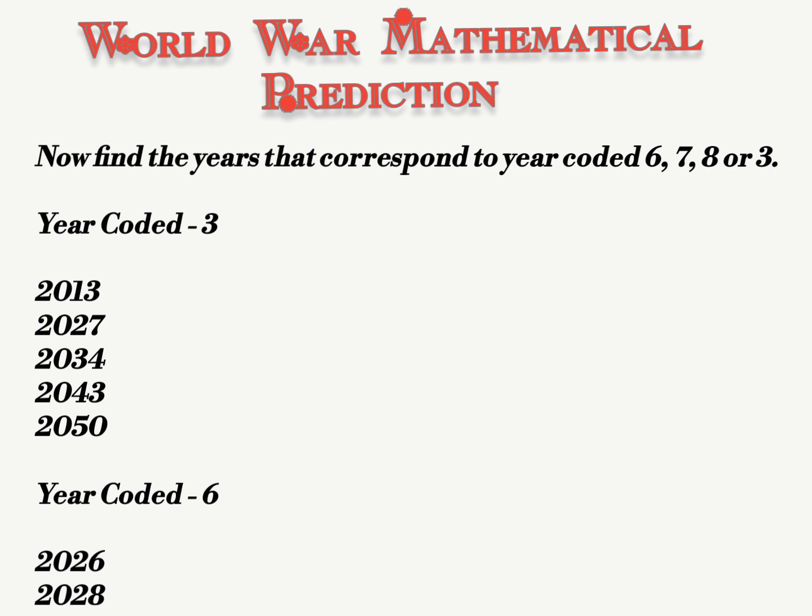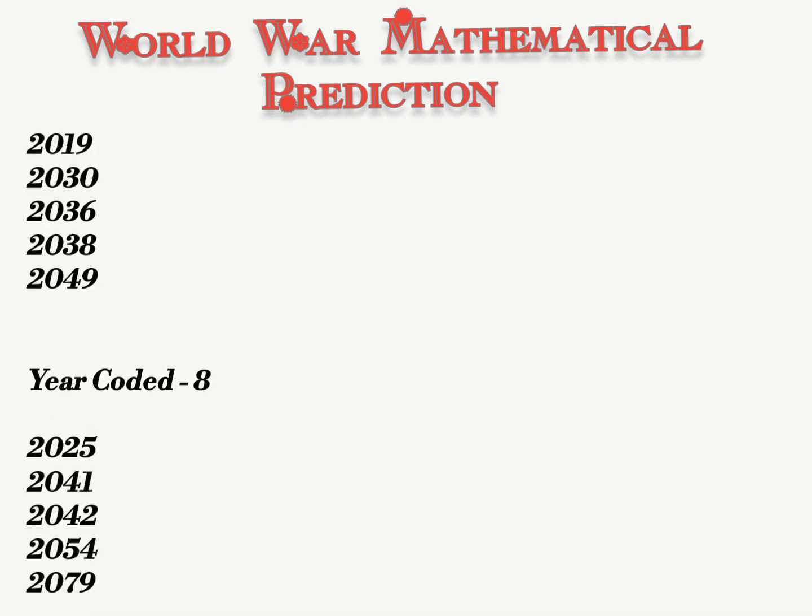Year coded 3: 2013, 2027, 2034, 2043, 2050. Year coded 6: 2026, 2028, 2031, 2032, 2047, 2053, 2065, 2074, 2087. Year coded 7: 2000, 2001, 2002, 2019, 2030, 2036, 2038, 2049.